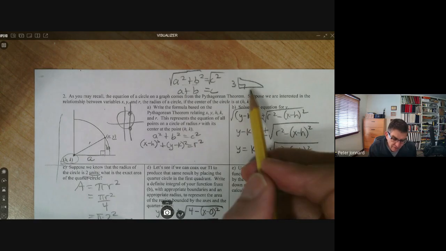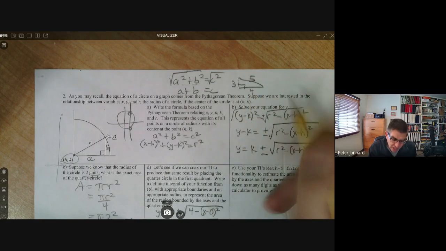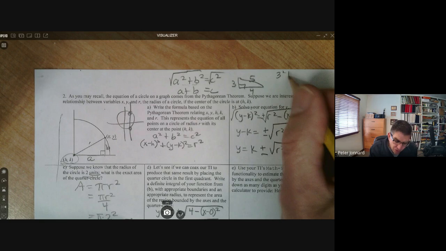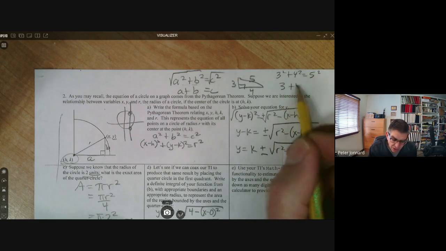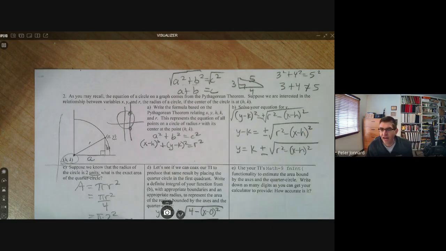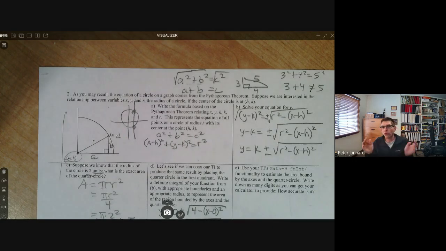If this is 3 and that's 4 and that's 5, it is true that 3 squared plus 4 squared is 5 squared, but it is not true that 3 plus 4 equals 5. So you cannot distribute the square root over addition. It doesn't simplify anything. Okay, so we're back to this.